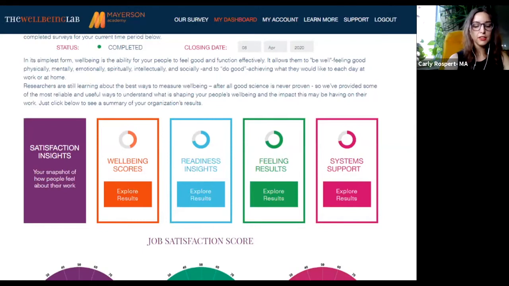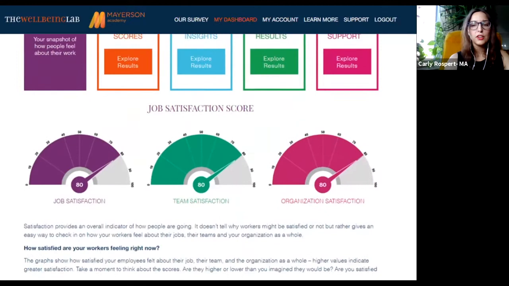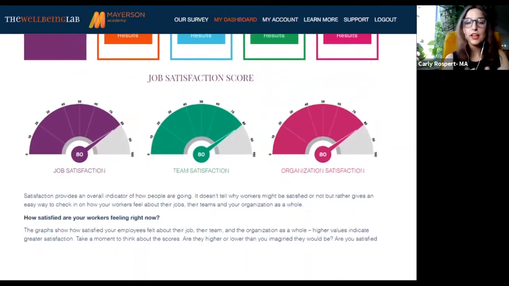And this area really gives you a satisfaction score for different areas of your organization's well-being. So the first one is job satisfaction, and this is how satisfied individuals are with their roles, an aggregate score of that. The next is team satisfaction. This is how satisfied individuals are with their teams. And the last one is organization satisfaction. This is how satisfied people are in their organization.